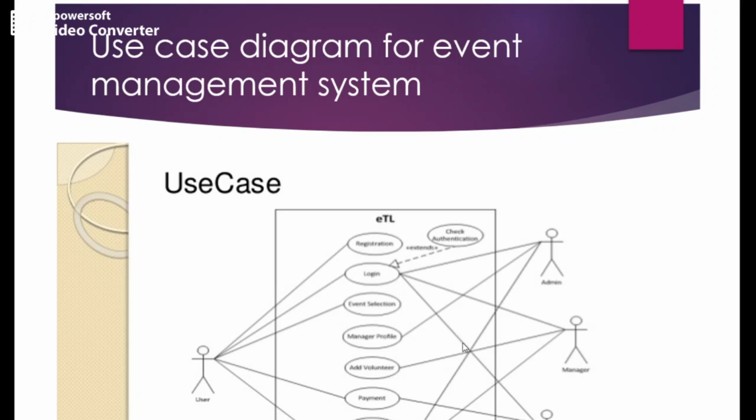In the use case diagram, first we'll look into the actors. One actor is user, another one is admin, another one is manager, and here we have volunteer. So we have 4 actors, keep in mind: user, admin, manager and volunteer.